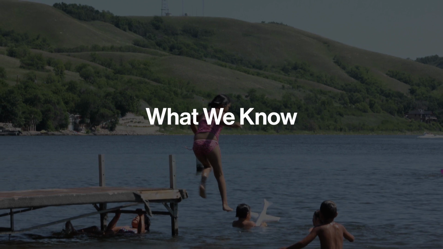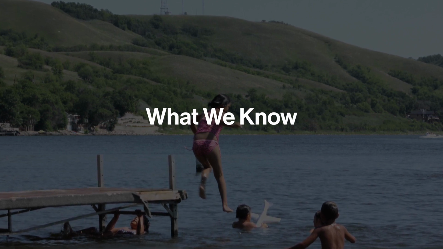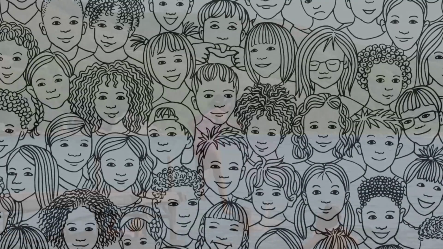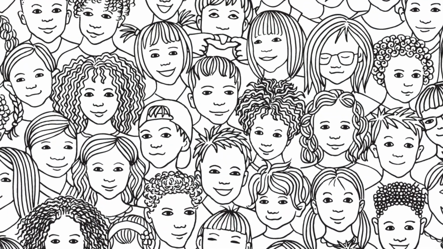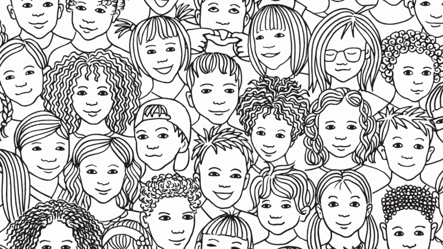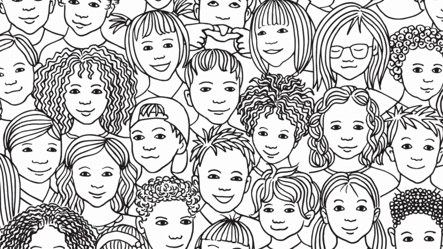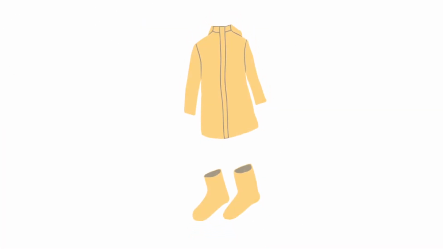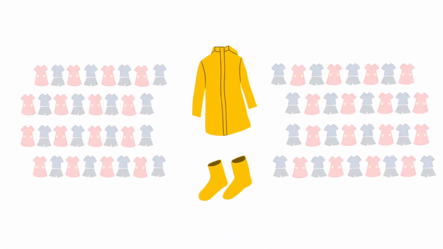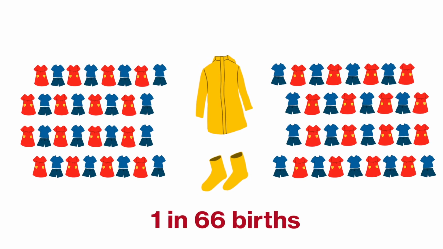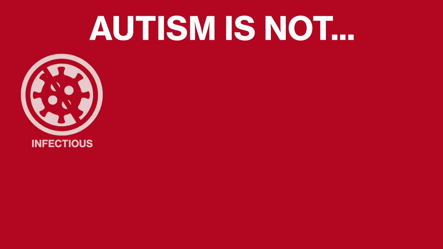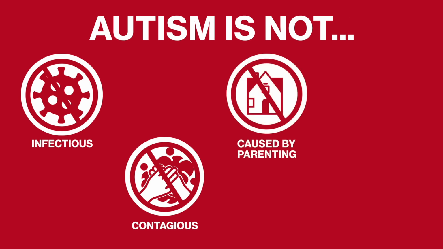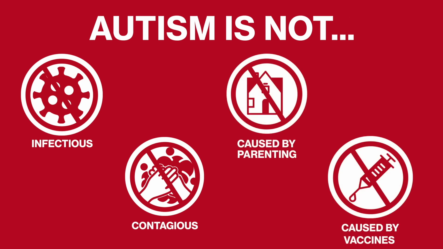Knowing more about autism can help create more inclusive, accepting, and positive experiences. Autism affects all races, ethnicities, and socioeconomic backgrounds, and it's more common than most people think. It is estimated that autism occurs in every 1 in 66 births in Canada, so the chances are you know someone in your immediate circle or community that is living with autism. It's important to remember that autism is not infectious, contagious, caused by a person's upbringing or caused by vaccines.